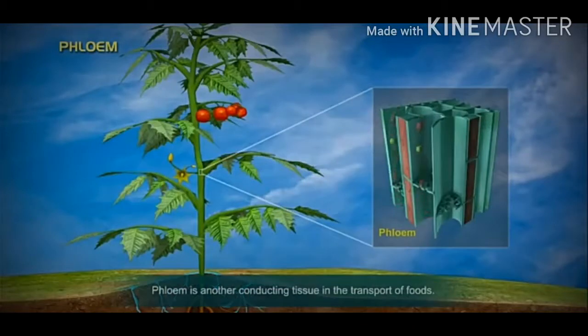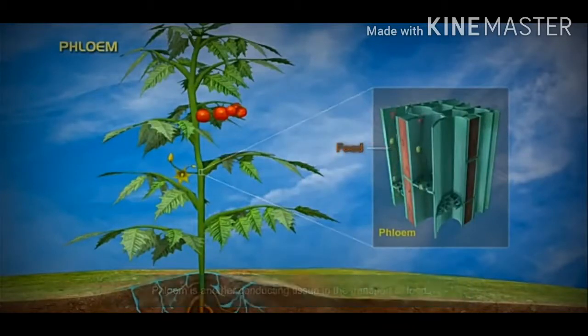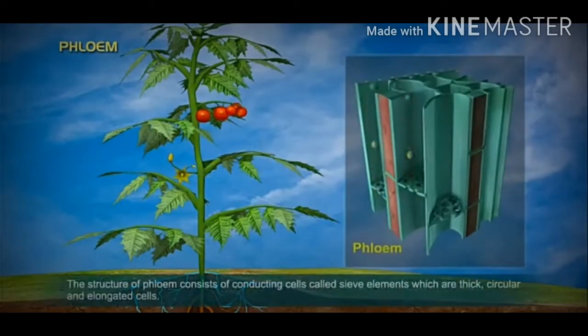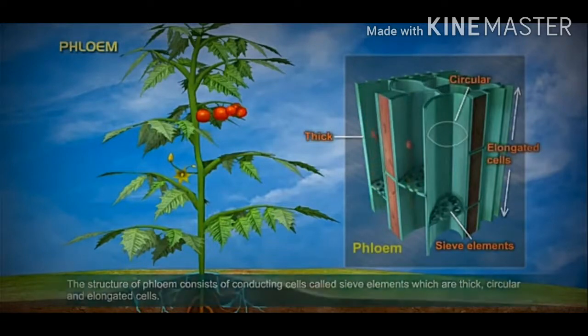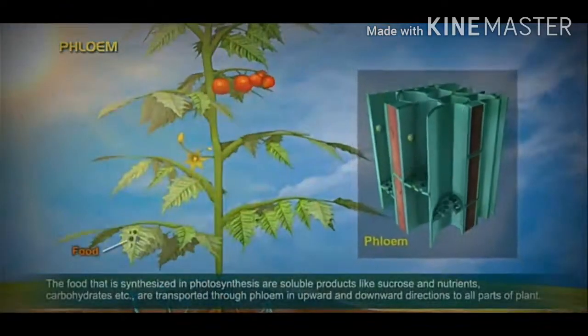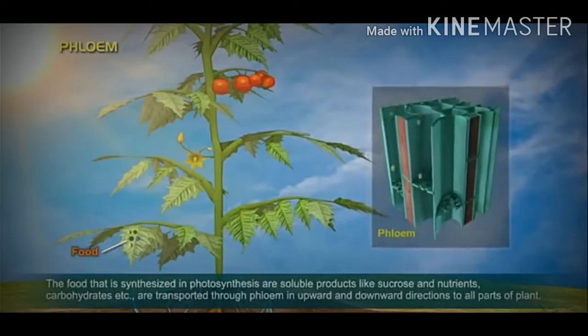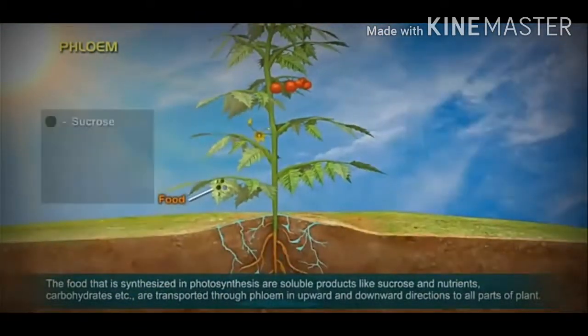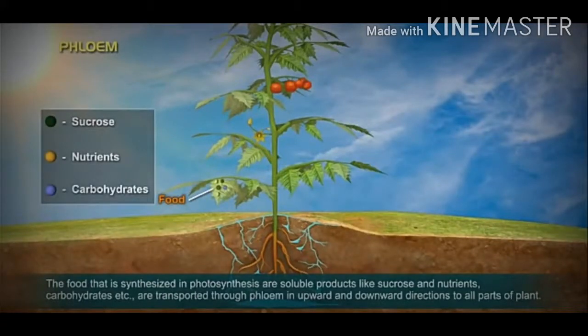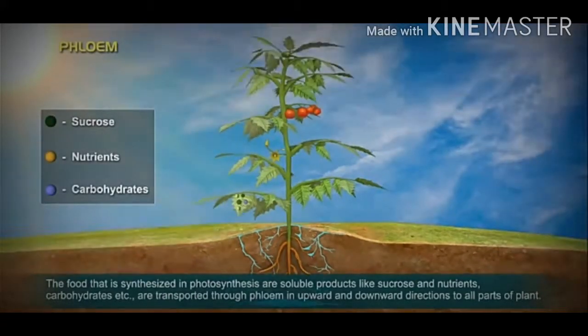Phloem is another conducting tissue in transport of foods. The structure of phloem consists of conducting cells called sieve elements or sieve tubes, which are thick, circular and elongated. The food that is synthesized by the process of photosynthesis, soluble products like sucrose and nutrients, carbohydrates, etc., are transported through phloem in upward and downward directions to all parts of the plant.